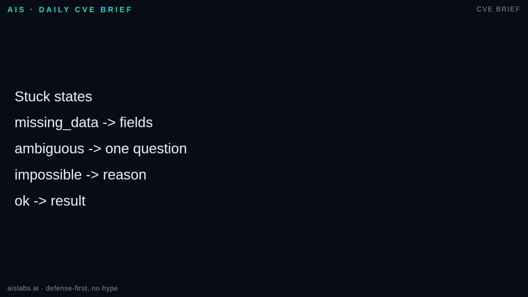Each status needs one output shape, not a paragraph of apologies, a parseable shape. Then failure becomes data. Your application can branch, ask the user, fetch a field, stop safely, or log the reason instead of pretending every response is an answer.